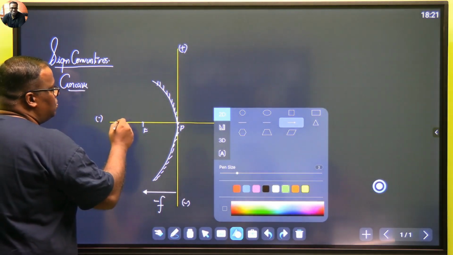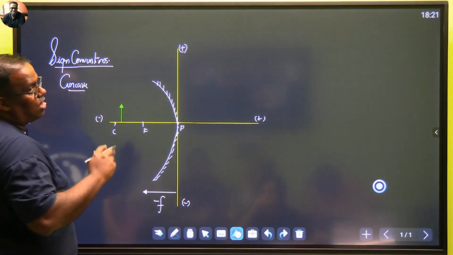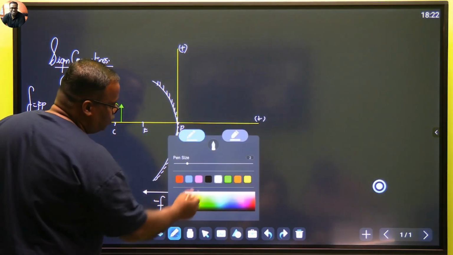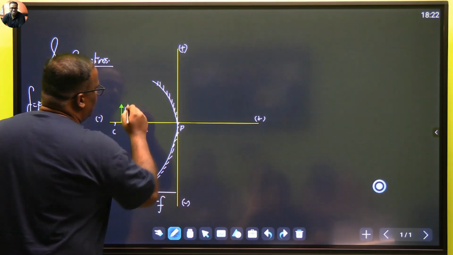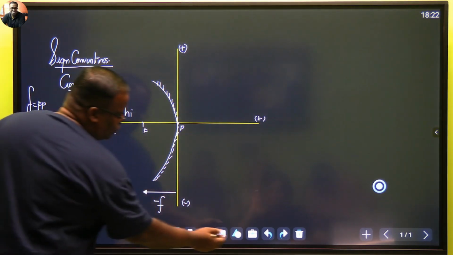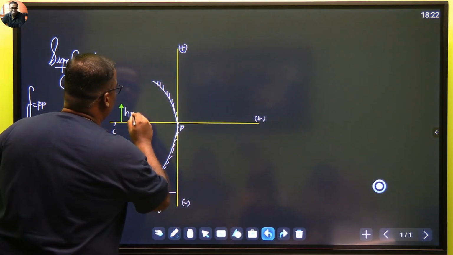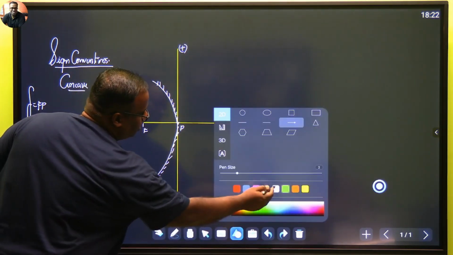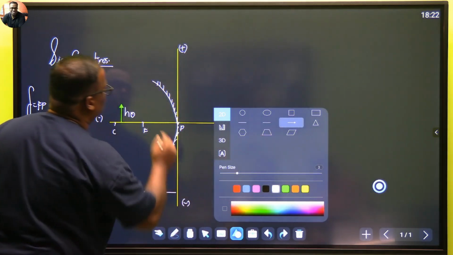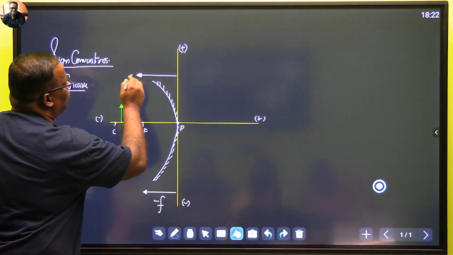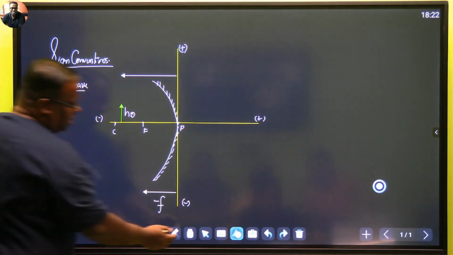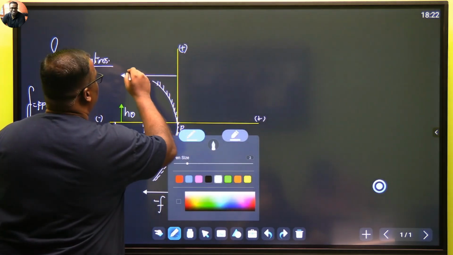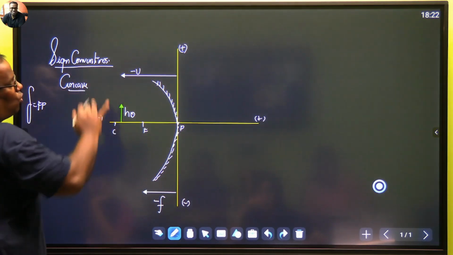So let me say my object is here out here, and objects are always erect. That means the height of the object HO by default is always positive, right? But when I talk about the object distance, then obviously I'm measuring it from the origin, and the object distance is measured as U, and U will be negative for a concave mirror.